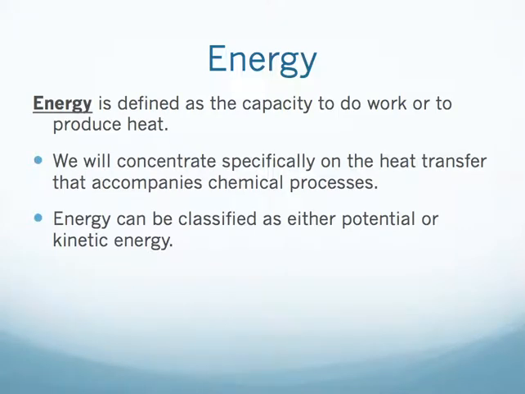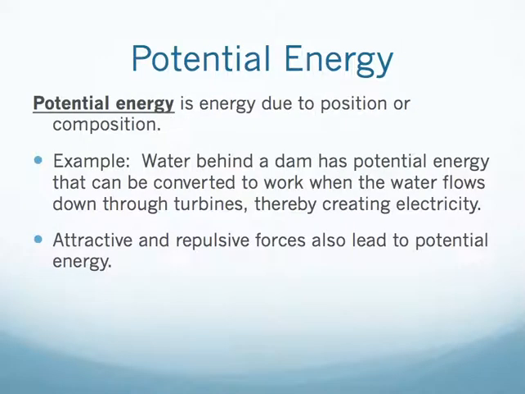Energy is defined as the capacity or ability to do work or produce heat. And obviously we're going to concentrate specifically on heat transfer in terms of endothermic and exothermic chemical processes. Obviously energy can also be classified as potential or kinetic, as you well know. Potential energy is due to position or composition, and I'm sure you can think of many, many examples, not just water flowing behind a dam and running through the turbines, but maybe the diver on the diving board as they leap, and then turning into kinetic energy.